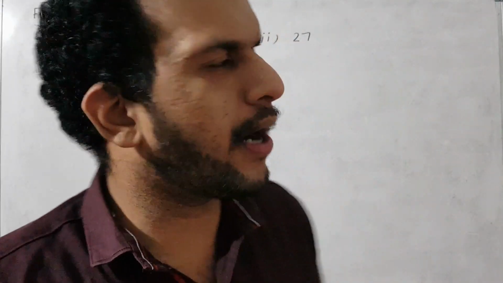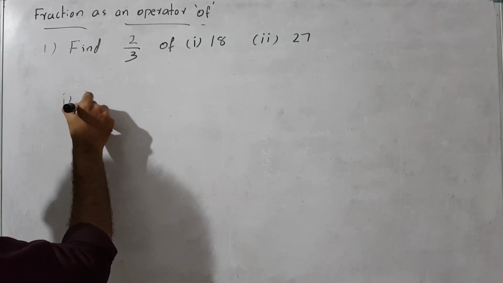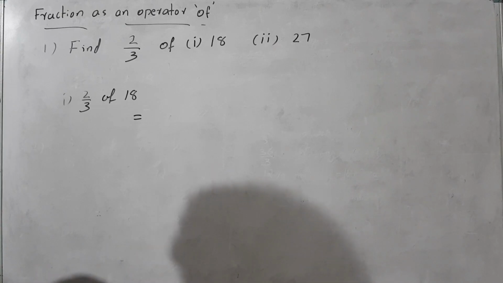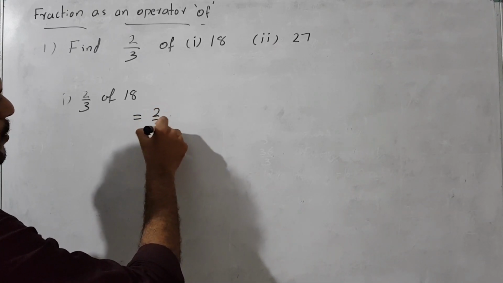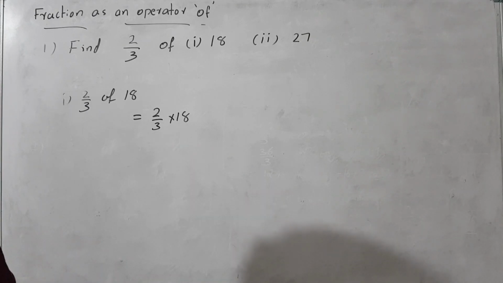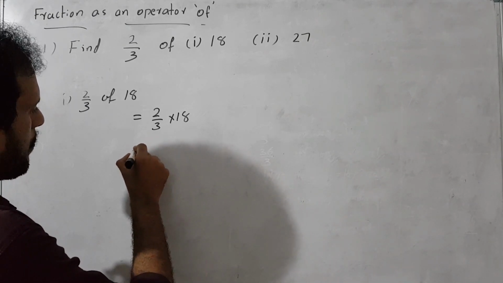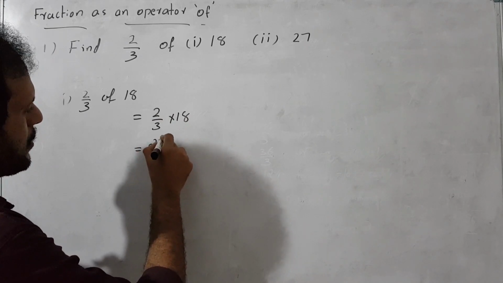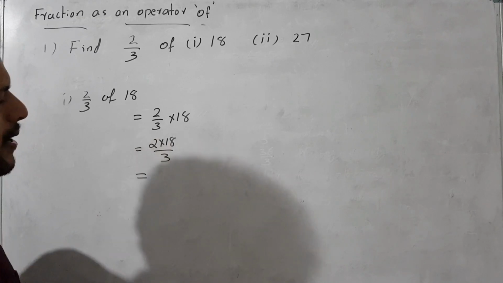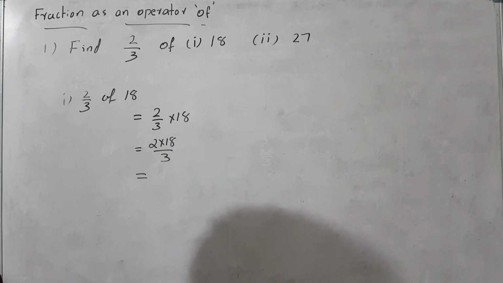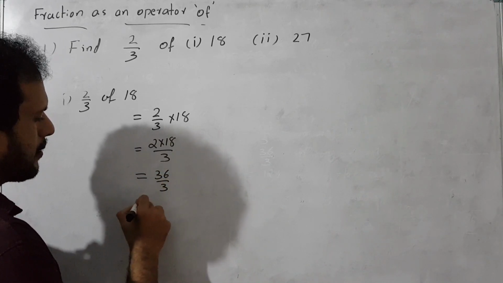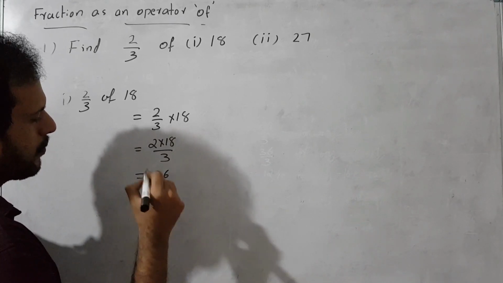So we are starting our work. The first one, 2 by 3 of 18, is equal to 2 by 3 into 18. How do we multiply? 2 into 18 by 3. Correct? 2 into 18 is 36. 36 by 3, what is 36 by 3? It is equal to 12.